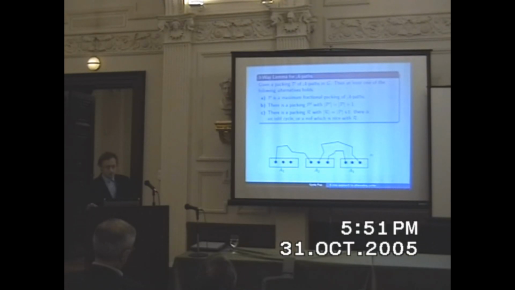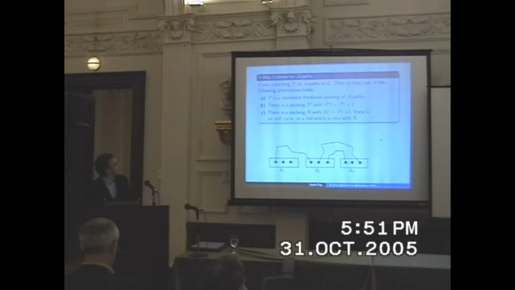Now, some sort of a three-way lemma also holds for Mader's problem of packing node disjoint A-paths. Here I used the fully node disjoint version. We are given a subpartition of the node set. We are looking for the maximum number of fully node disjoint A-paths, where a path is an A-path if it starts and ends in two distinct members of this subpartition.